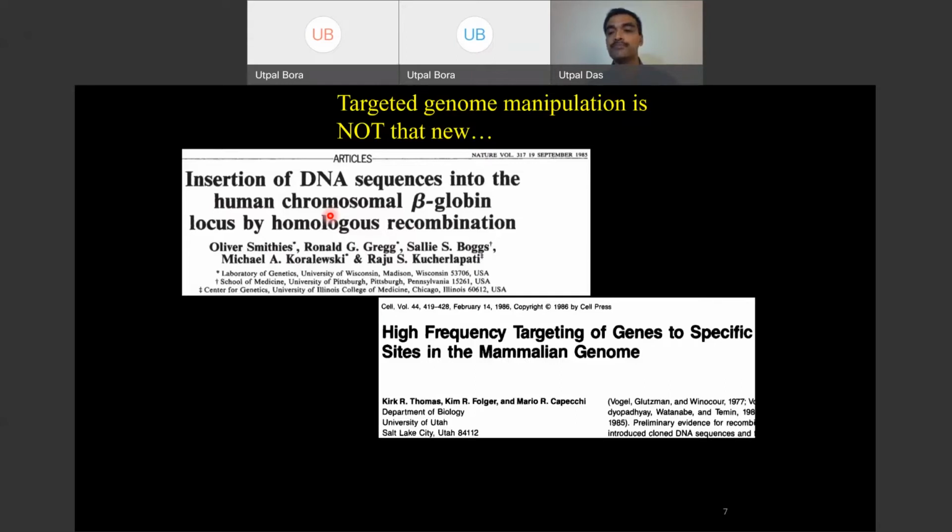And then later on, you can see that the frequency of genome manipulation increased, and scientists developed a few tools that led to better recombination in the mammalian genome. And Mario Capecchi, who got the Nobel Prize for genome editing, published some of these papers in 1985-86. So this is not a new technology that we are having now. People have been doing that, but at that time it was a very slow process.